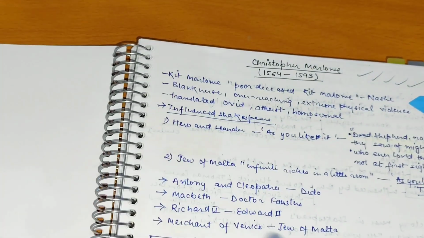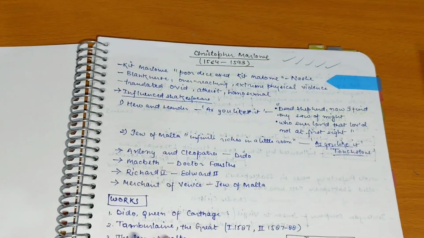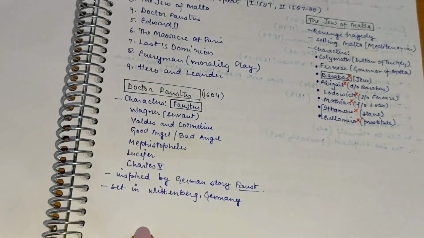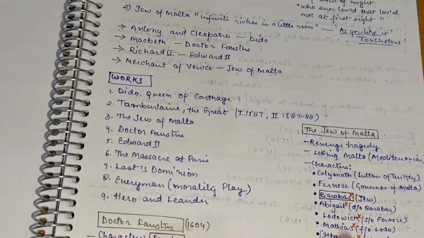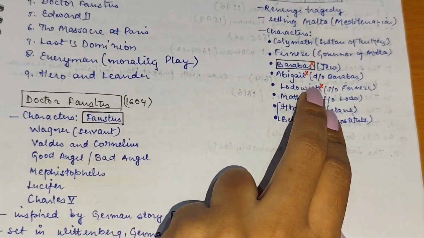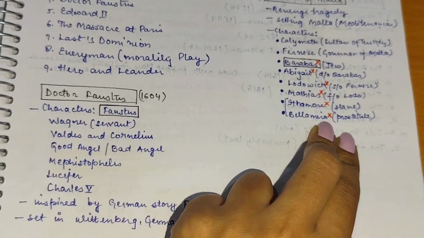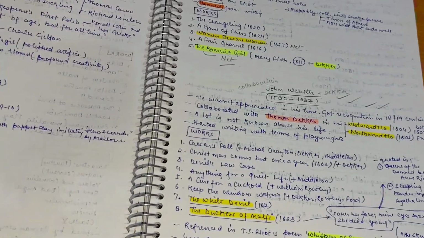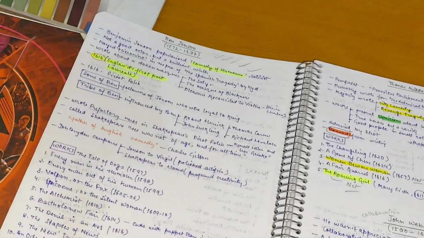You don't have to write a lot of it. When you are revising, just write the main important things, get on with it. Dr. Faustus, most important characters, Jew of Malta, just simple things. Okay, and also here I have put crosses on the character side, the ones that have died in the play. So this is how I started revising as well.